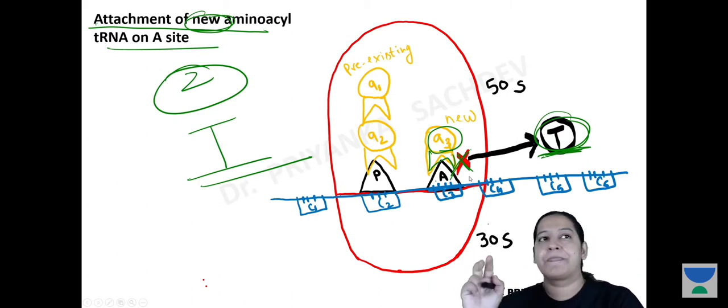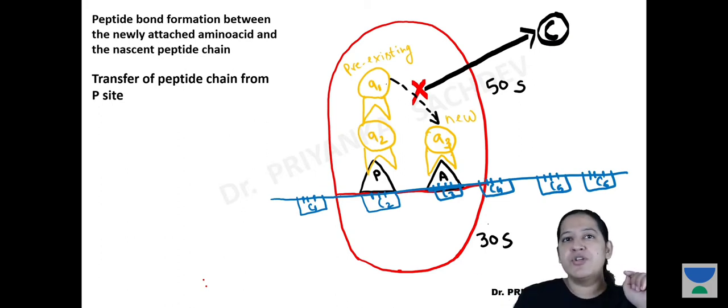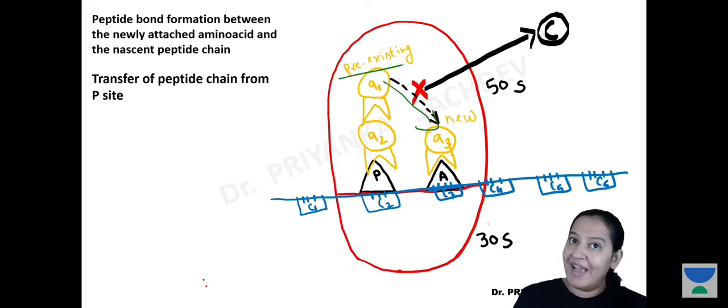This is the second step. The third step, that is P to A shift. Formation of peptide bond, and P to A. The pre-existing will move towards the new.